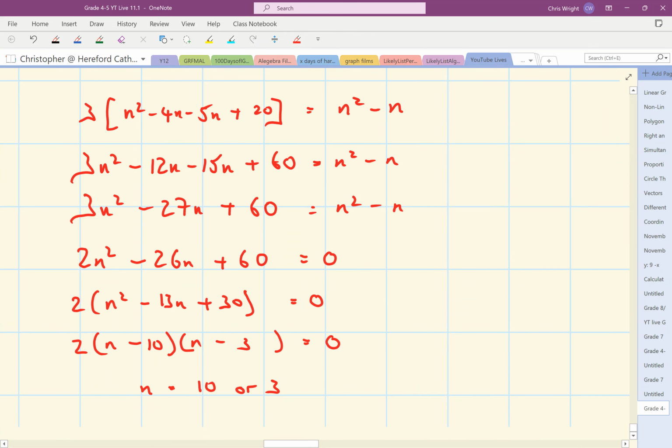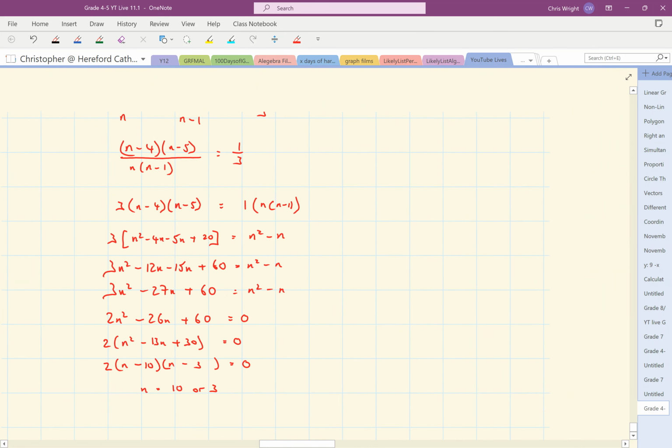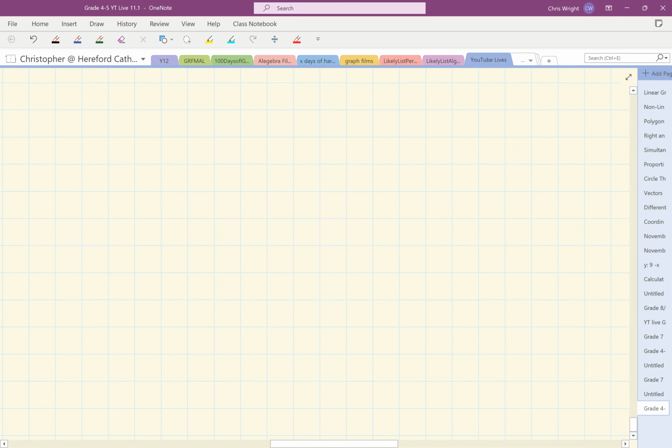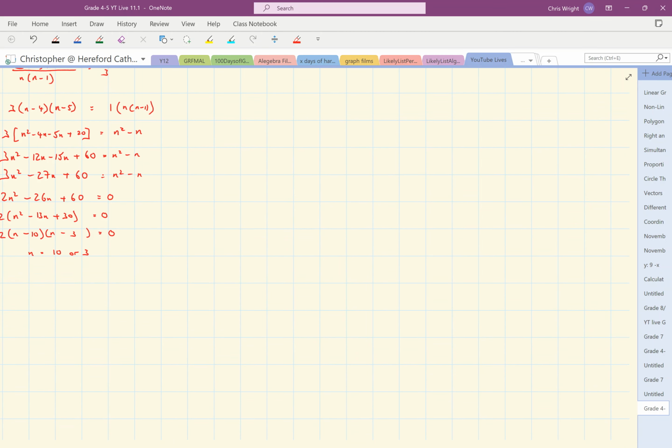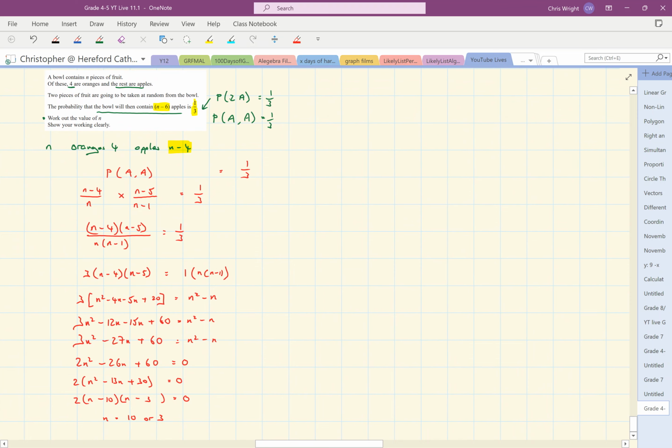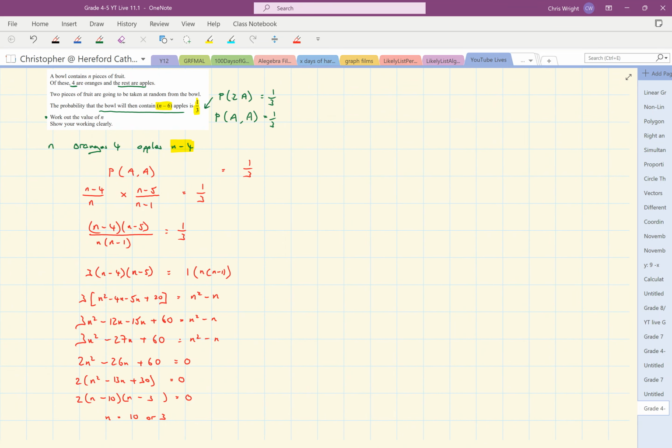Now let's go back to the question. It says work out the value, singular, of n. So the implication is that there should only be one answer. But I've got two answers to my equation. So what's going on? Well, the answer is that one of my answers is simply not valid.